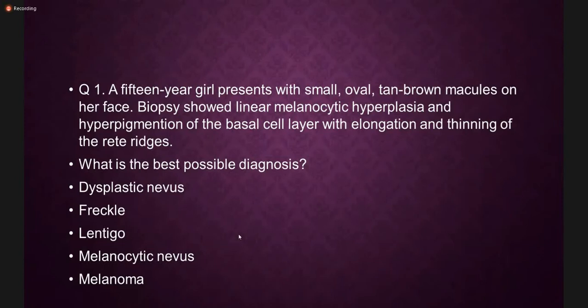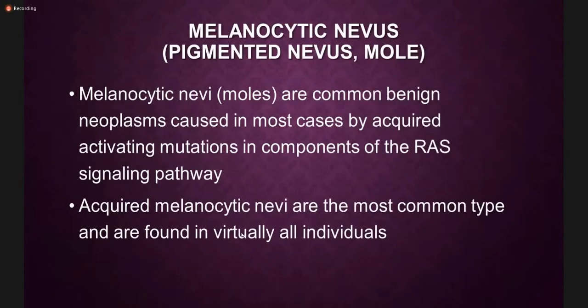Now coming to the third pigmented lesion, melanocytic nevus, pigmented nevus, or it's also called mole. Melanocytic nevi are common benign neoplasms caused in most cases by acquired activating mutations in components of the RAS signaling pathway. Acquired melanocytic nevi are the most common type and are found in virtually all individuals.